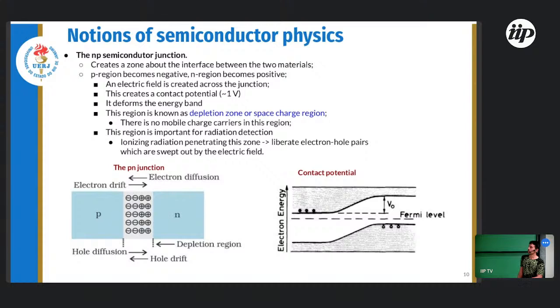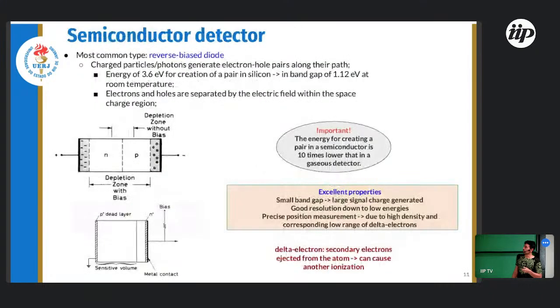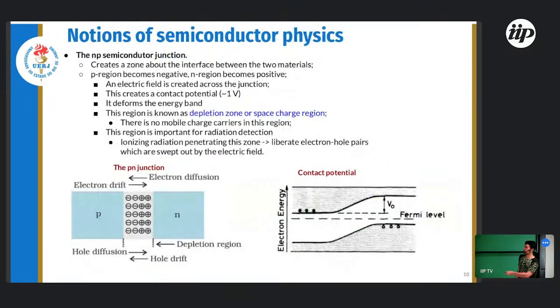Why? Let's say a particle passes through here. It can knock out electrons and holes again, and then we can accelerate them to create a signal and detect it, just like a gaseous detector. This is more or less what is happening here, right? And to do that, we need to increase this region in order to have a volume in which we can detect particles.